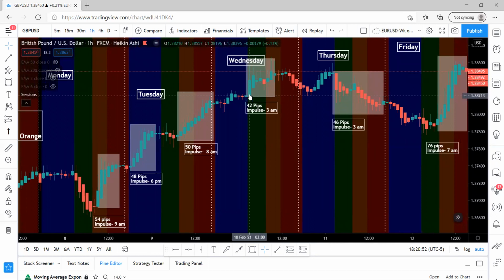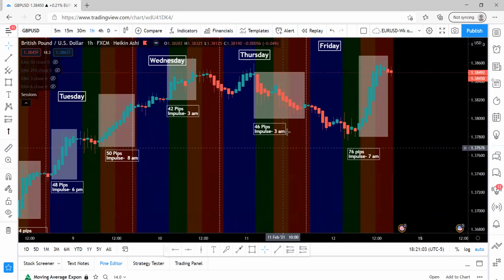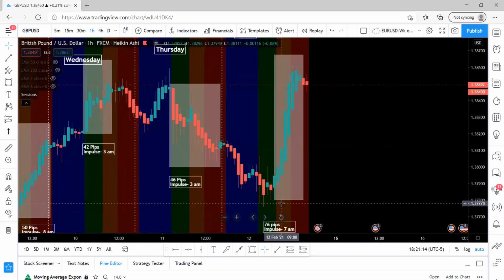Here on Wednesday, it started during the London session, and again moved through the overlap, and kind of started tapering off as we went into the New York session. On Thursday, it started during the London session around 3 a.m. and then it moved all the way through New York before it started to consolidate. And this big impulse move to end the week started right before New York, so it's still kind of in London. Went through the overlap and then went through New York until it started to almost kind of consolidate, it looks like.